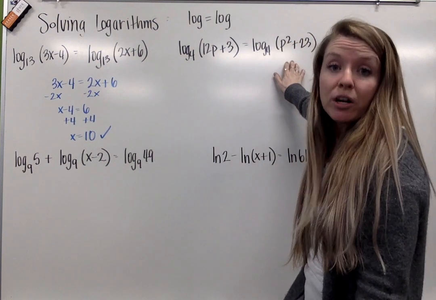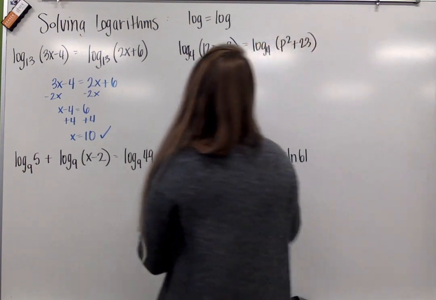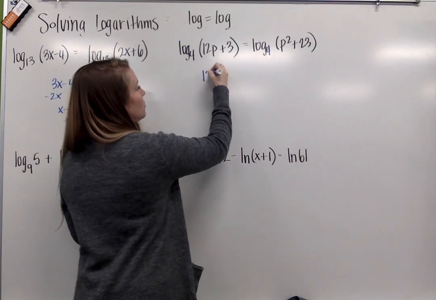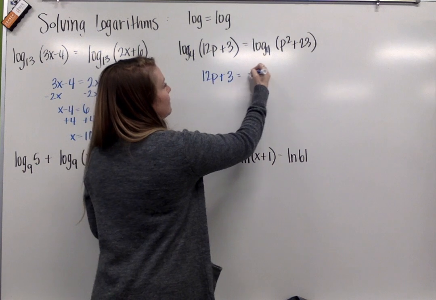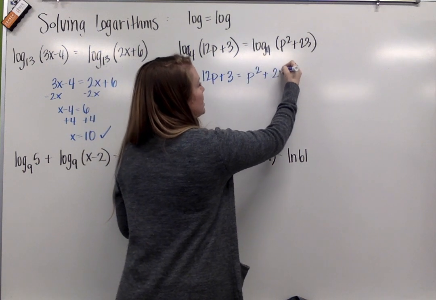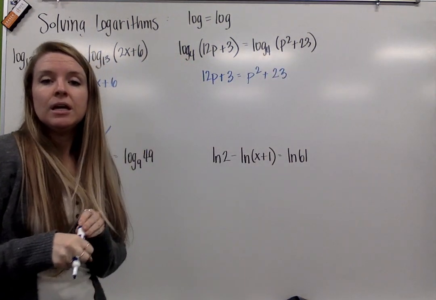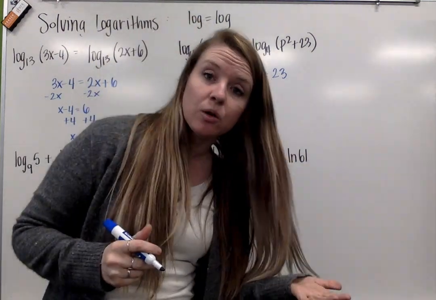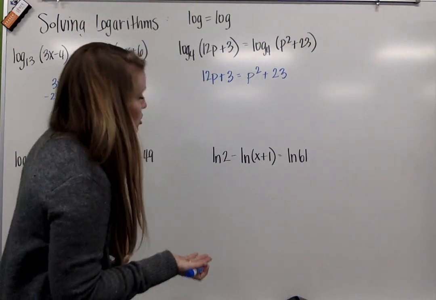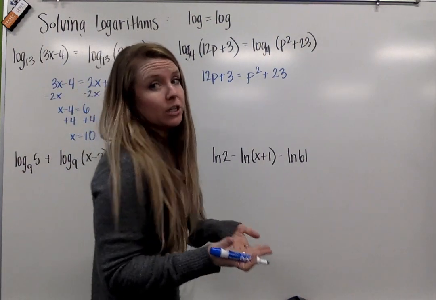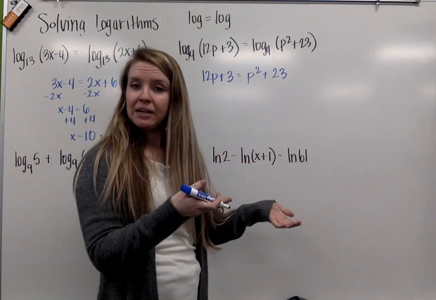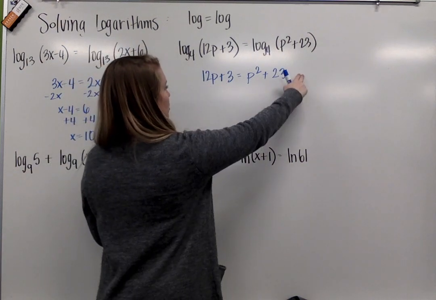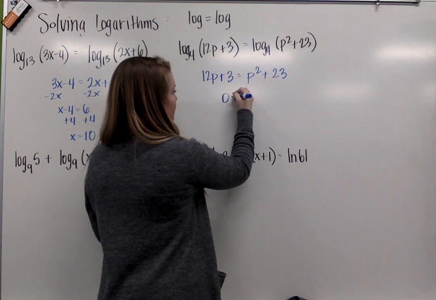So we have the same setup here, except instead of it being a linear function, we're going to end up with a quadratic function. So let's take a look. Log base 4 equals log base 4. So 12p plus 3 has to equal p squared plus 23. So this one's a little bit harder because we have a p squared, which means we're dealing with a quadratic. So to solve a quadratic, if we're going to try to solve by factoring, we need to make sure it's set equal to 0. So I'm going to move this over to keep my p squared positive.